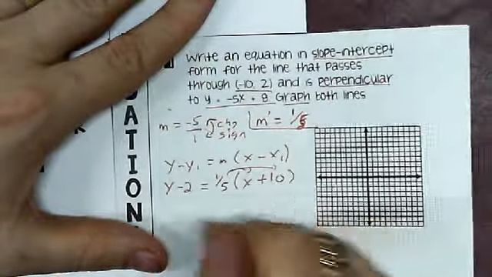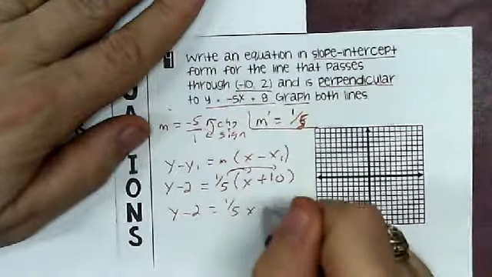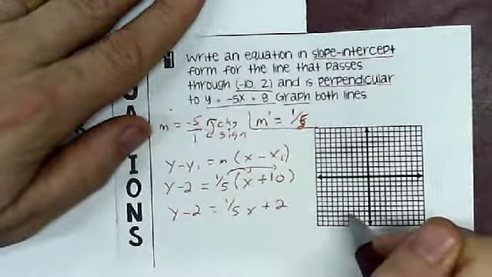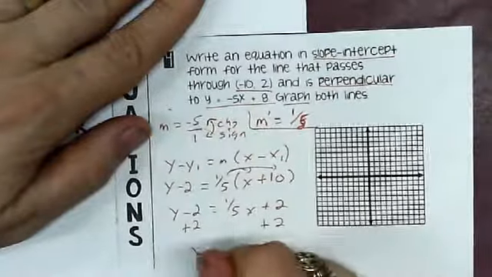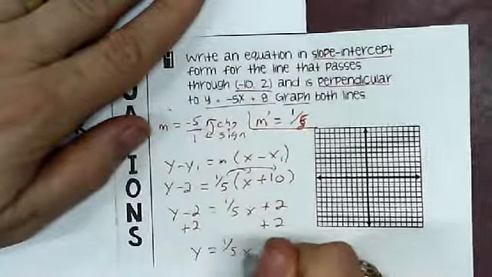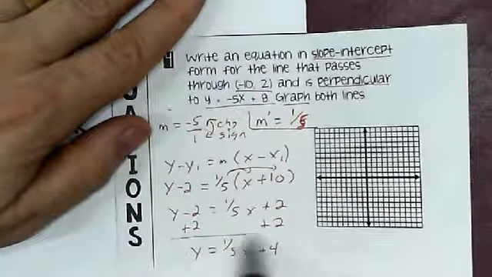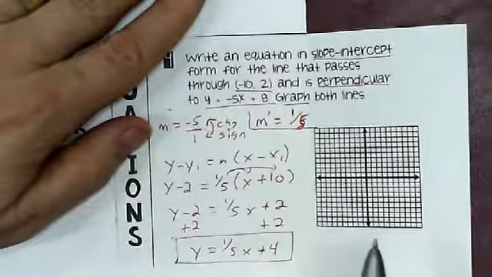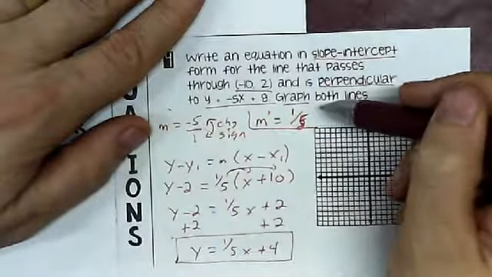Do my distributing. y minus 2 equals 1/5 x plus 2. Add 2 to both sides. y equals 1/5 x plus 4. And so this is the equation of my perpendicular line. I'm now going to go ahead and graph them. So I'm going to graph this one first.